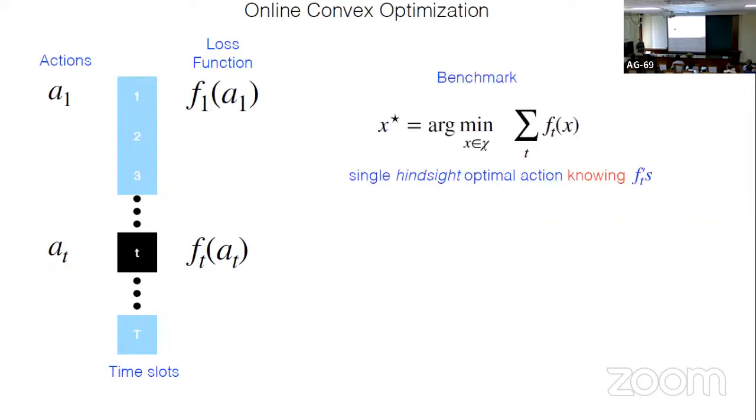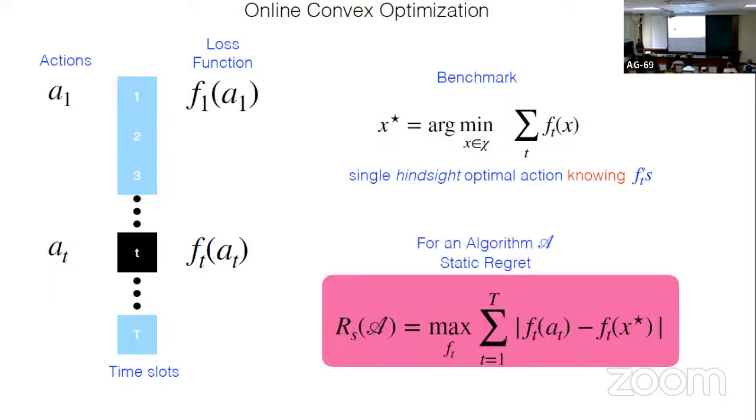What is the benchmark? What are you benchmarking against? This will be a static benchmark. What the adversary or an optimal algorithm can do is look at all the f_t's ahead of time, but produce a single action which minimizes the sum. So it's not allowed to change its actions across time. For my algorithm, I'm allowing myself to change the actions, but the optimal algorithm is only allowed to choose one single action, which minimizes the sum of the f_t's.